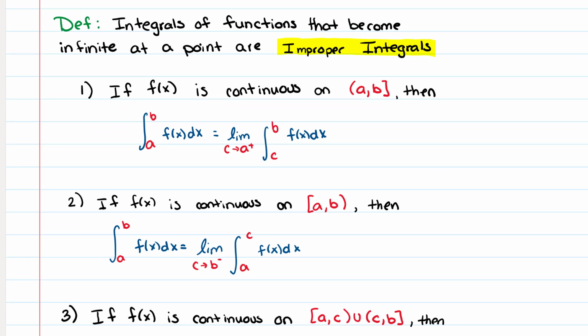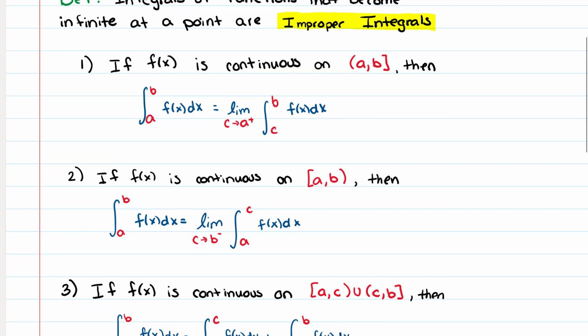In the first one, if f of x is continuous on the interval (a, b], where a is not included, which is the lower limit, then the integral from a to b can be written as the limit as c approaches a from the right, and you replace the a with the c. The second one is if the right endpoint is not included, you replace the right endpoint with a c, and you approach b from the left.